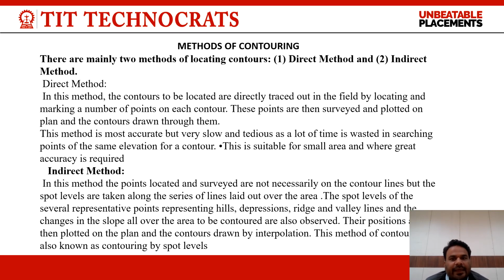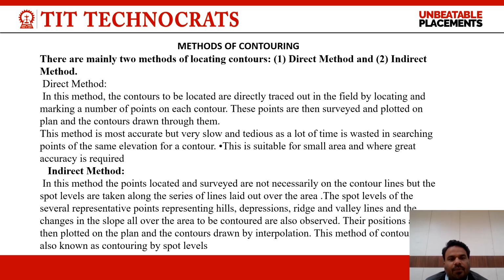There are two methods of locating contour: direct and indirect method. Direct method: in this method, the contours to be located are directly traced out in the field while locating and marking a number of points on each contour. These points are then surveyed and plotted on the plan and the contours drawn through them.